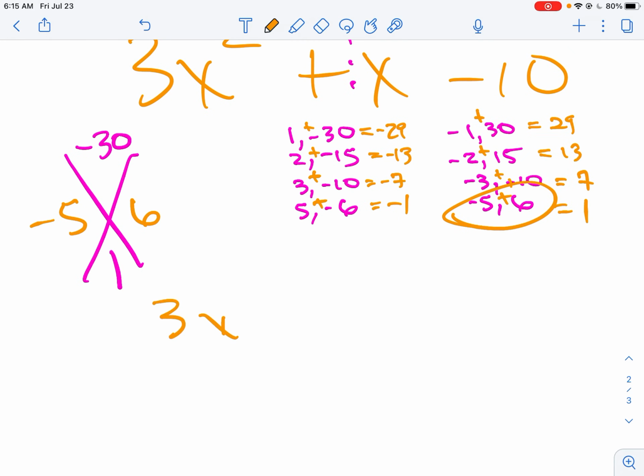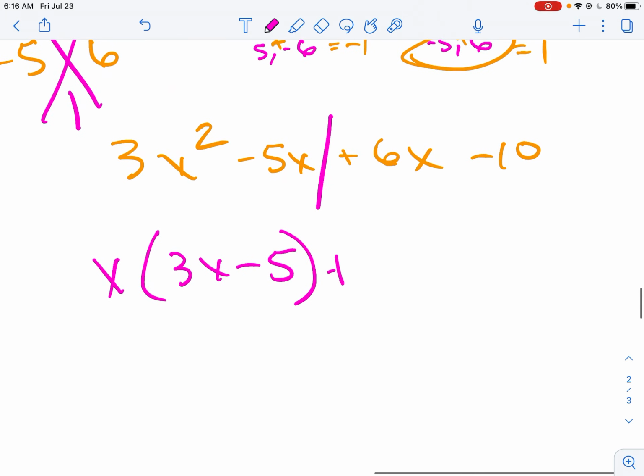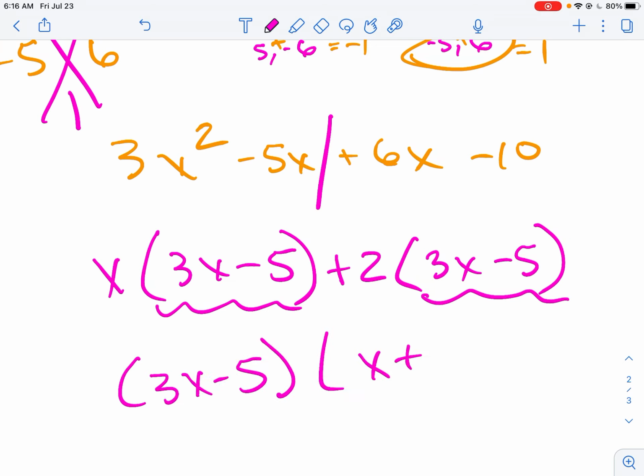So I write down the first term and the last term as is. I replace the middle term. I look at the first two. What do they have in common? They have an x. So I get 3x minus 5. The second two, what do they have in common? Oopsie daisy. Plus sign, but they have a 2 in common. 6x divided by 2 is going to get 3x. Negative 10 divided by 2 is going to get negative 5. This right here is the same as this right here, so I write it out front. The leftovers, x plus 2.